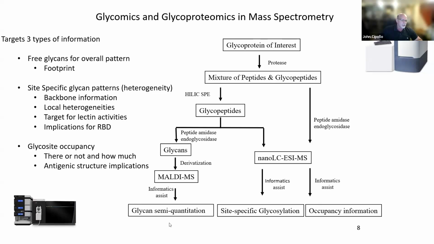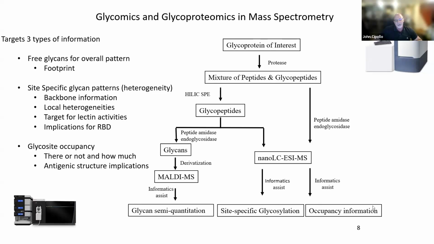And that really is to analyze what the glycan is, what the quantitation is as far as the overall glycosylation, and what the site-specific glycosylation shows. What are the local heterogeneities, and how may they impact the target lectins, implications for the RBD, and so on?